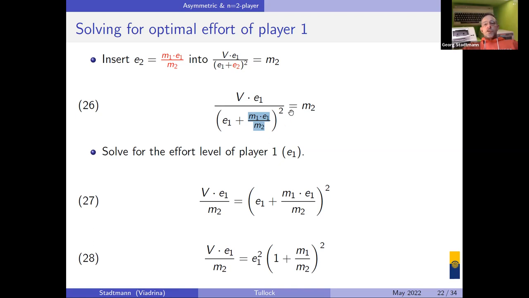When you look at equation 26, then for the first time, we have one equation which does not depend on E2 anymore. So we can easily solve for the effort level of player one, and it just depends on M1, M2, and the prize money V. So in a first step, we are putting M2 to the left-hand side. We are dividing by M2, and we are multiplying through by the term in brackets and put this one to the right-hand side of the equation.